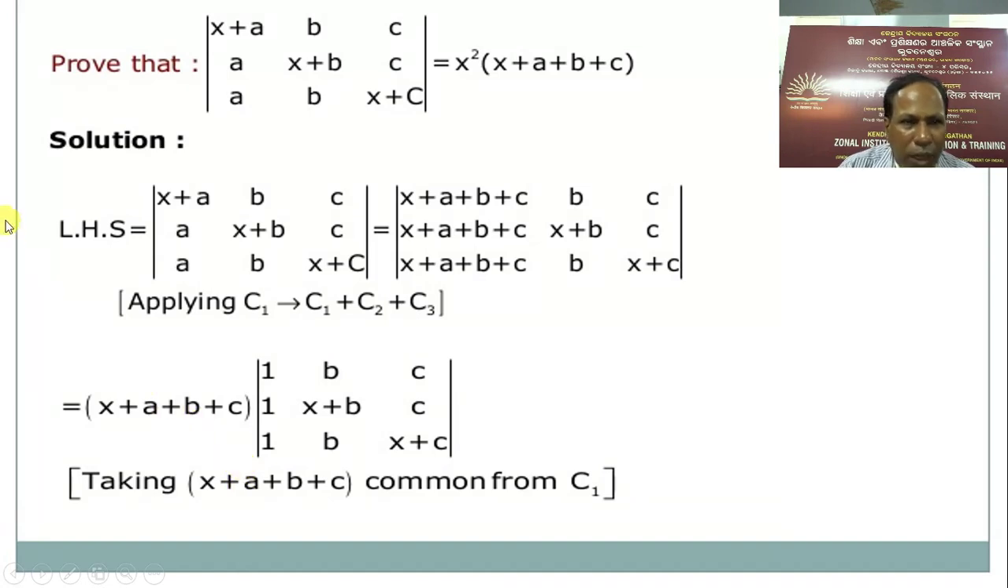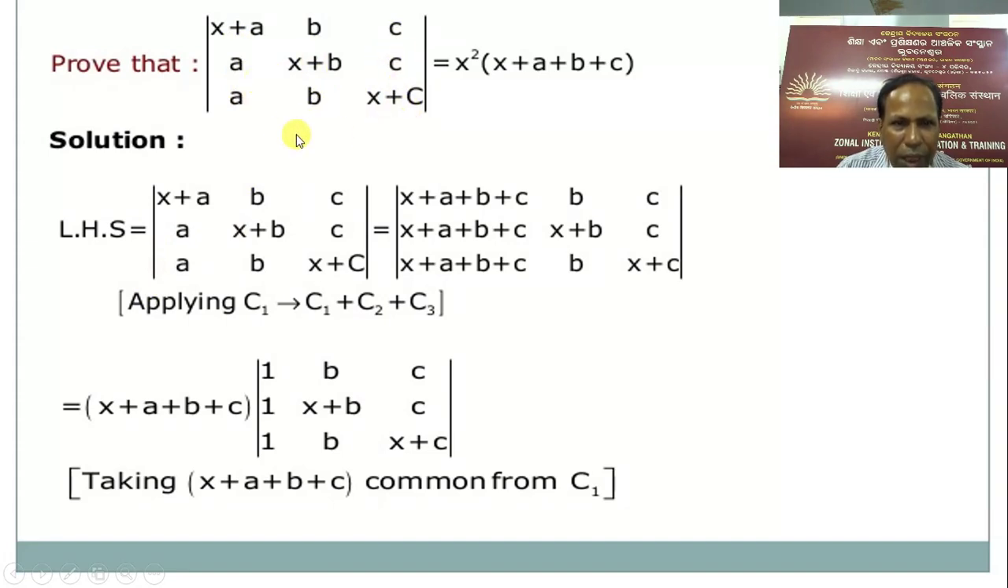Now let us prove one more question. The determinant |X+A, B, C; A, X+B, C; A, B, X+C| will be equal to X square into (X + A + B + C). We have to prove this. So now our LHS is |X+A, B, C; A, X+B, C; A, B, X+C|.